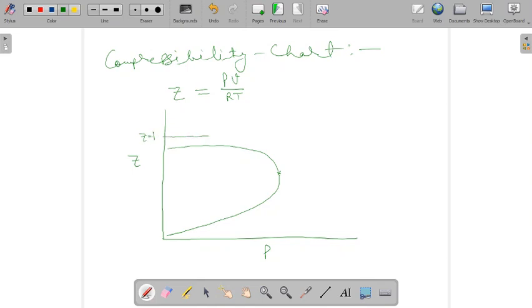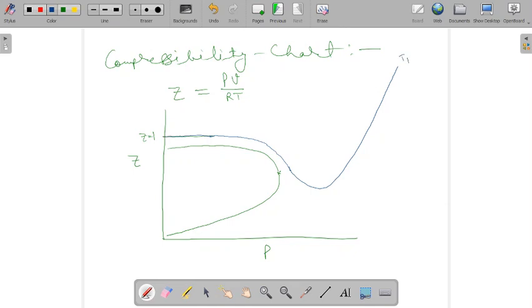So for a substance, I will be finding that, say, this is the value of Z equal to 1. At very low pressure, I will always have my Z value equal to 1. And whenever I go towards high pressures, I will find the value of Z becomes less than 1, and then at very high pressures once again it becomes greater than 1. So this is, say, at some temperature T1.